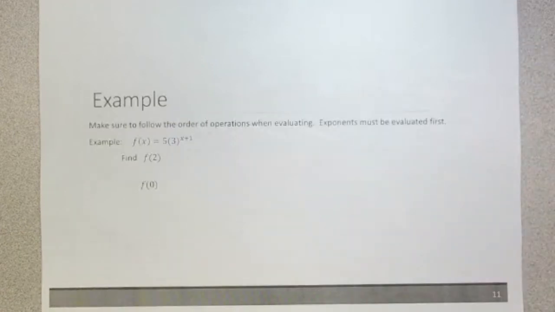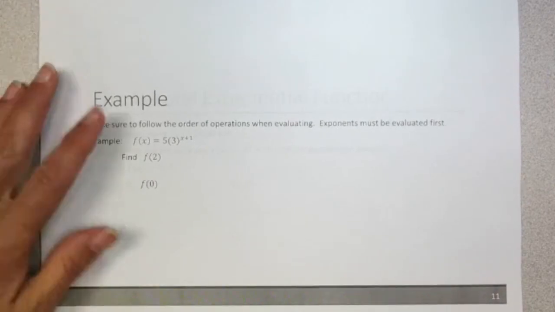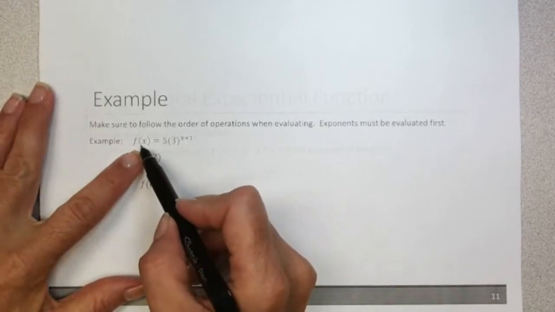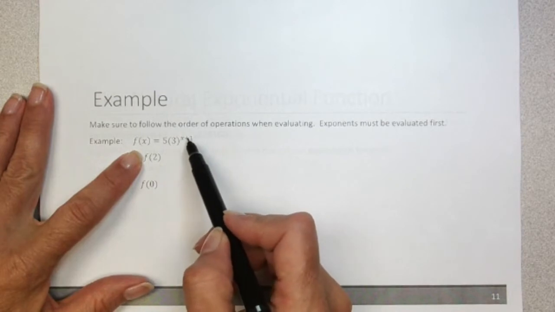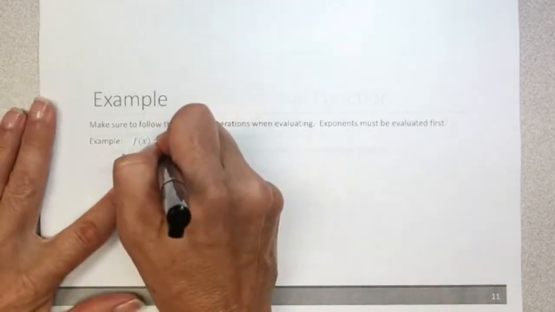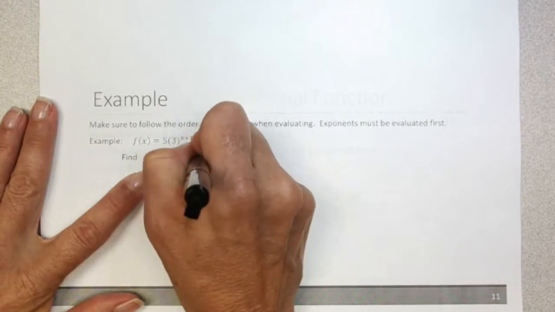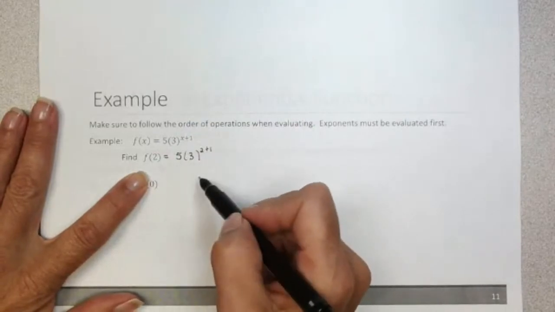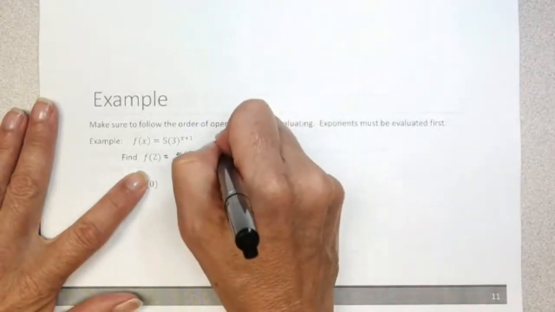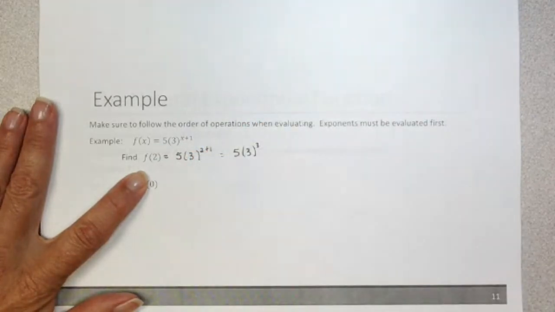Okay? When we evaluate exponential functions, we need to make sure that we always follow the order of operations. All right? So if our function f of x is defined as 5 times 3 to the x plus 1 power, f of 2 will be 5 times 3 to the 2 plus 1 power. Now, to evaluate this, we first want to simplify that exponent. So we would write this as 5 times 3 to the third power, of course.